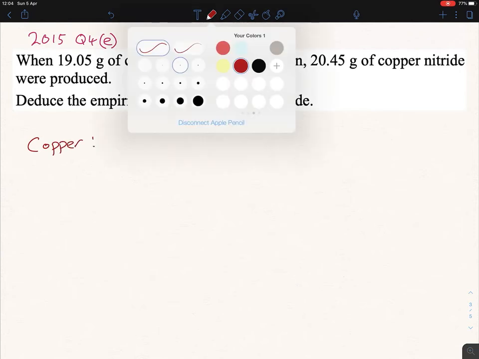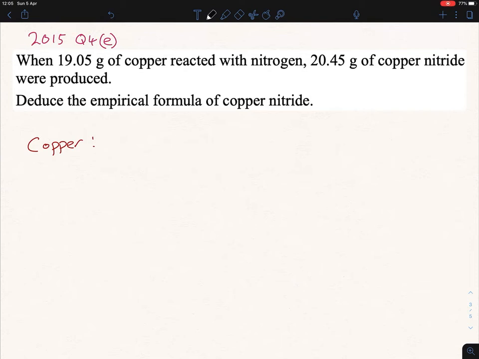So our formula for number of moles is always the same as we've been doing before. Number of moles equals your mass over your MR. Now, look at your periodic table first. If you can see copper there, which is Cu, it's going to be 64. We write down 64 here.